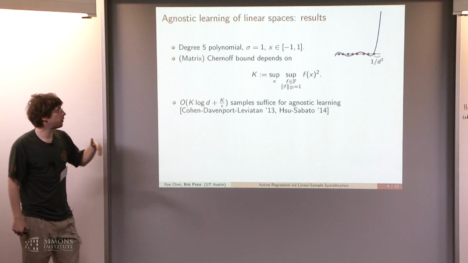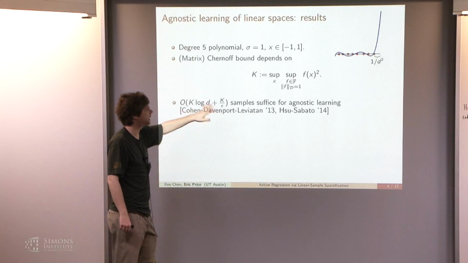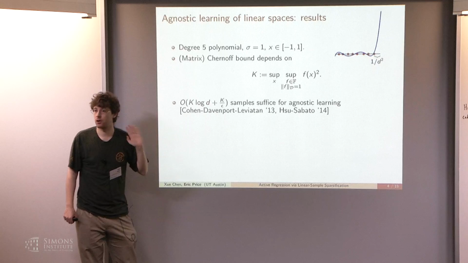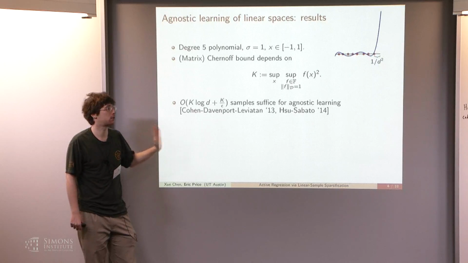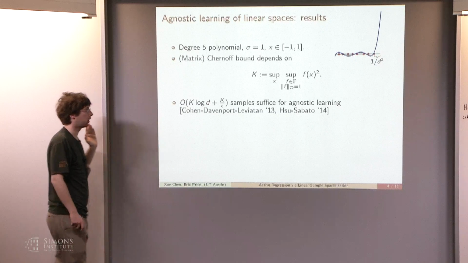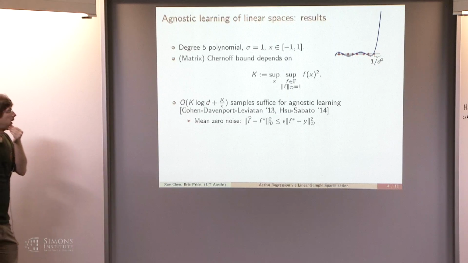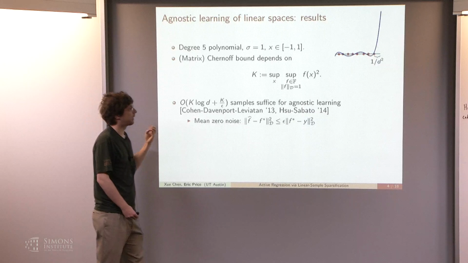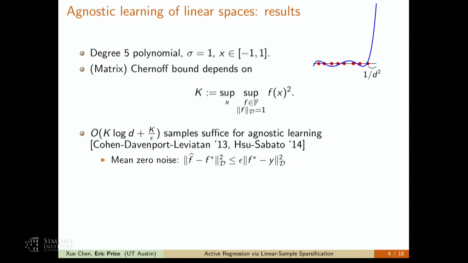In general, you can show that with order k log d plus k over epsilon samples for any linear space of functions, you can do agnostic learning in L2. And what I mean by agnostic learning here is, well, if your noise has mean 0, then you're going to approximate the true optimal function up to an epsilon times your error.